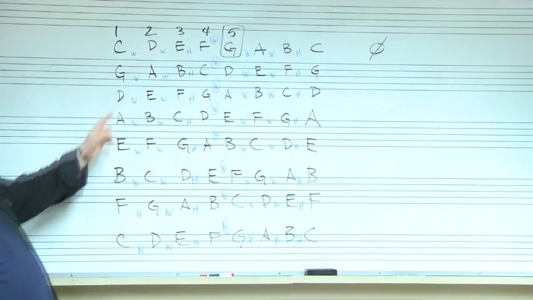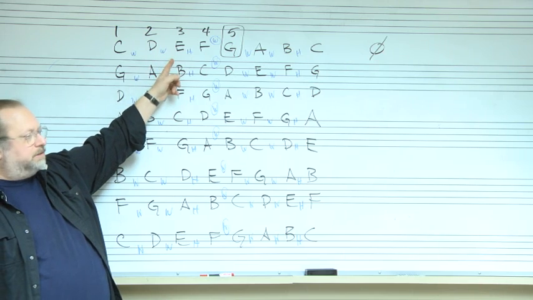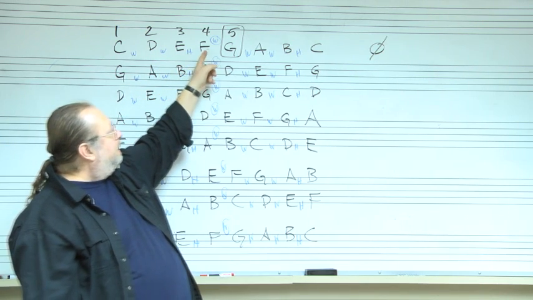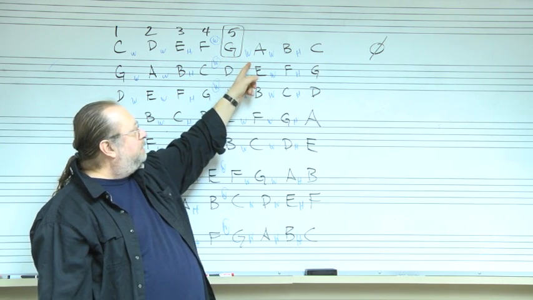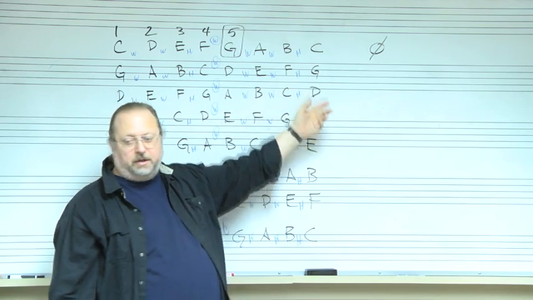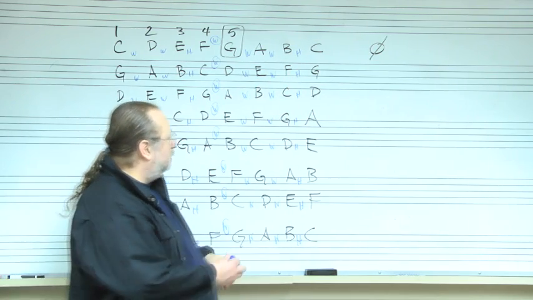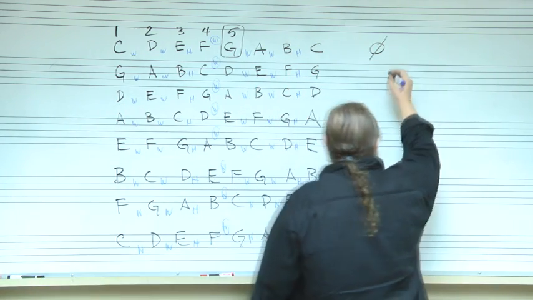Okay, C to D is a whole step. D to E is a whole step. E to F is a half step. F to G is a whole step. G to A is a whole step. A to B is a whole step. B to C is a half step. No modification on that one, huh? Because we're in C, right?